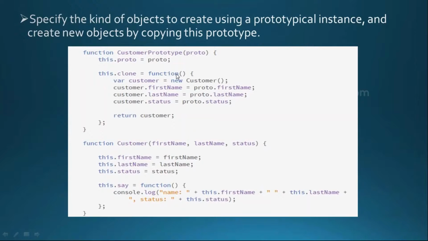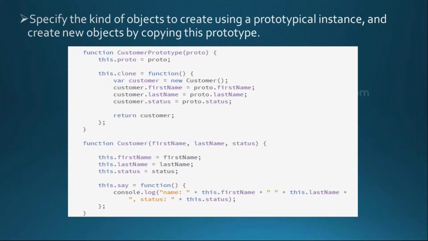Here in this example you can check that I have declared a customer prototype and the customer constructor. Let's first check the customer constructor function. It accepts three parameters: first name, last name and status. It creates three properties called first name, last name and status, and then a method called say, which will print the log message to the browser window.